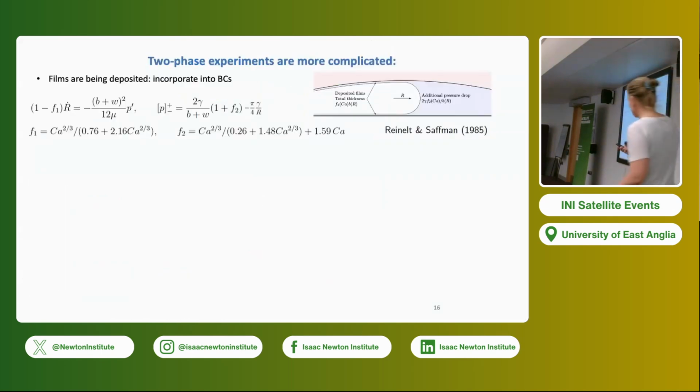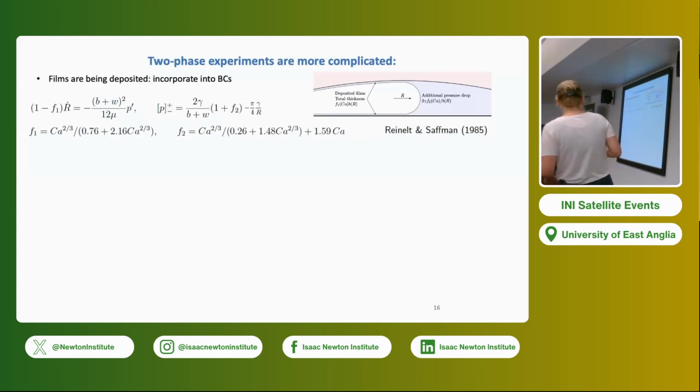So what happens in the experiments? Just a very quick note: the experiments are more complicated than my model. To begin with, if you want quantitative agreement with experiments, you really need to worry about things such as films left behind the interface as the bubble propagates, and we can correct for those.